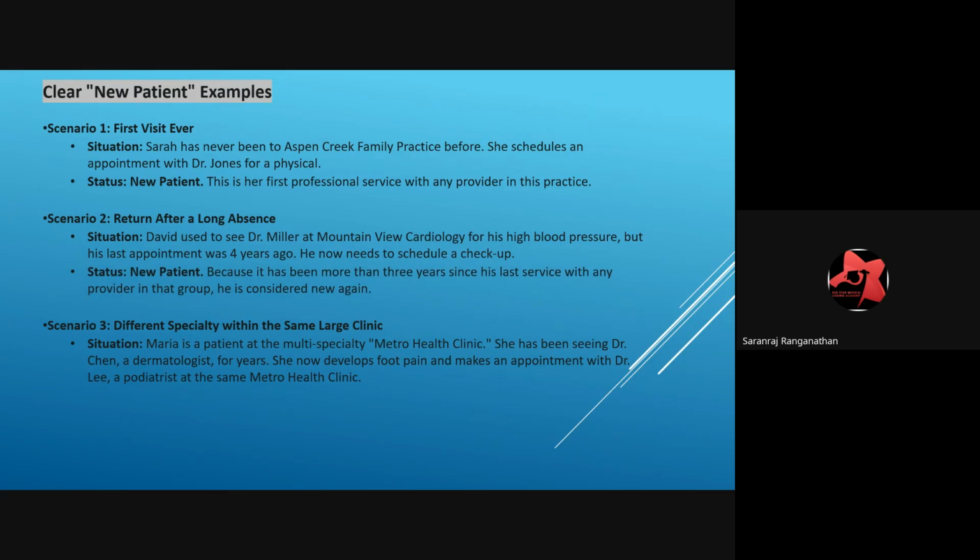Then a different specialty within the same large clinic. If you see, Metro Health Clinic is the largest clinic. Initially, the patient is coming for dermatology. The second time, he is coming for foot pain, so it is going to be a podiatrist the second time. So again, a different specialty is going to be a new patient.